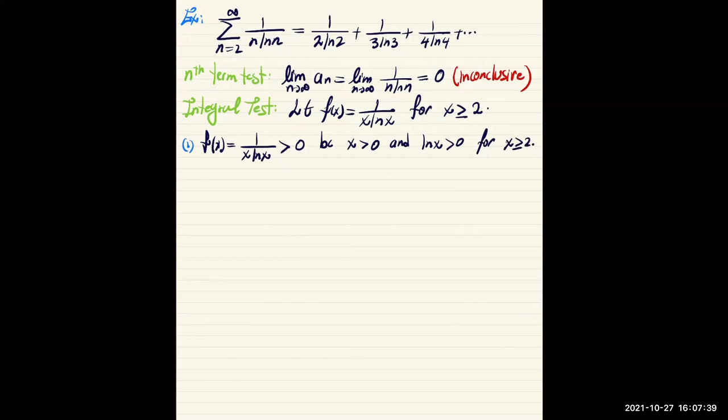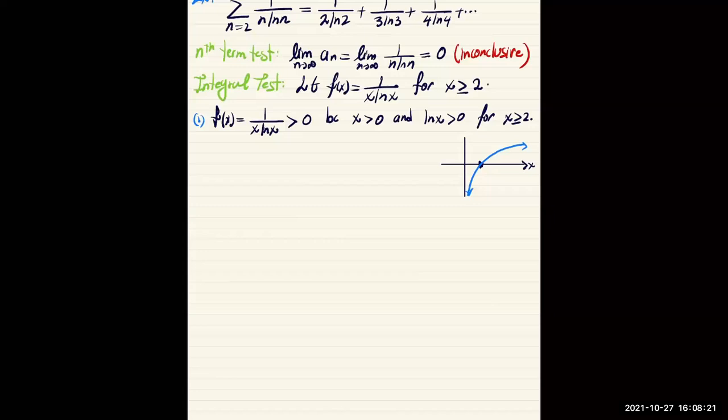If you graph ln of x, it has an x-intercept at 1. After 1, it becomes positive, and it stays positive. You can draw a graph to confirm that. After 1, it's positive. So since the domain of integration is 2 or more, it's definitely positive.